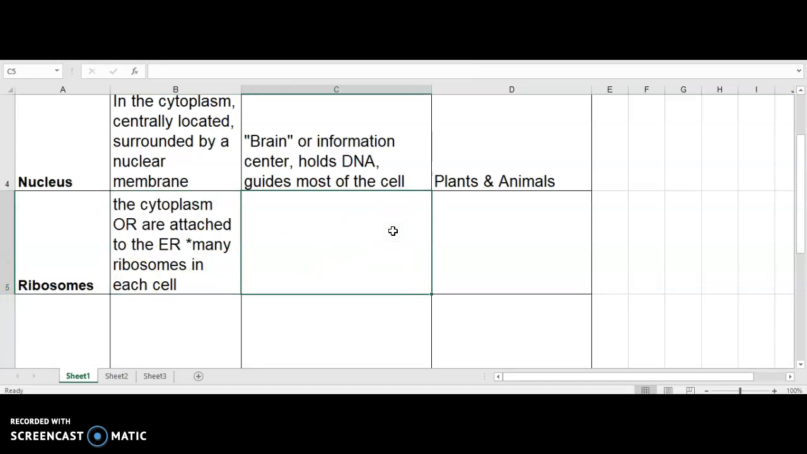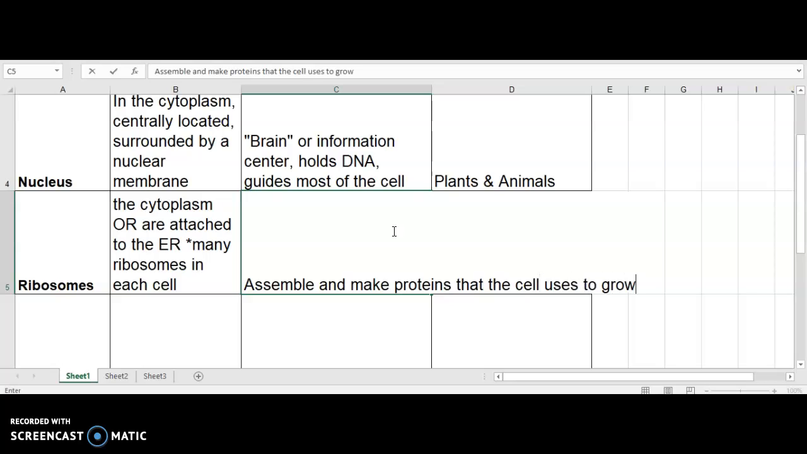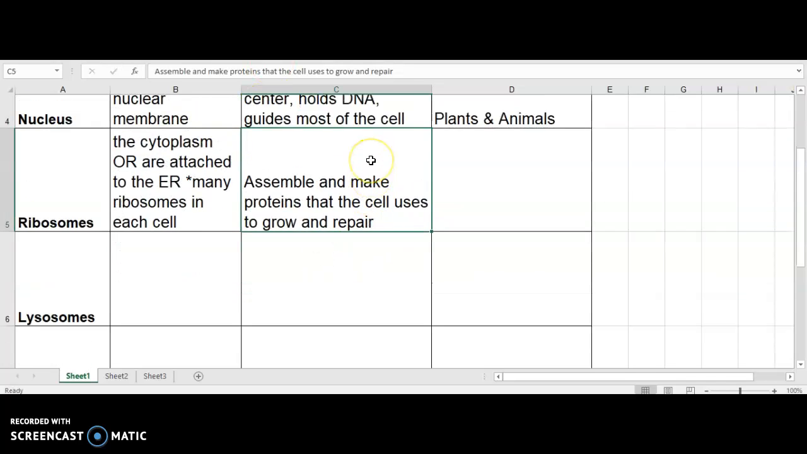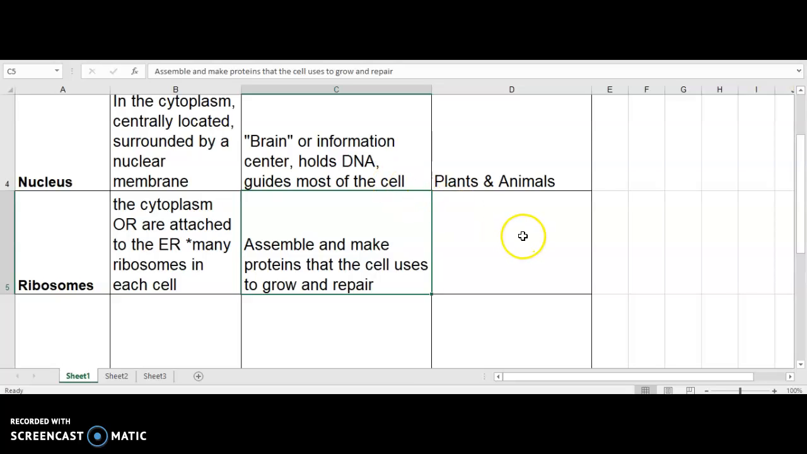Okay. So then, because there's many of them, that means they have a very important purpose. And this important purpose is to assemble and make proteins that the cell uses to grow and repair, as well as do everything else. Everything that the cell can do, they do because of proteins and enzymes and things that the ribosomes make. Without ribosomes, we would not be able to live. Ribosomes are found in plants and animals.